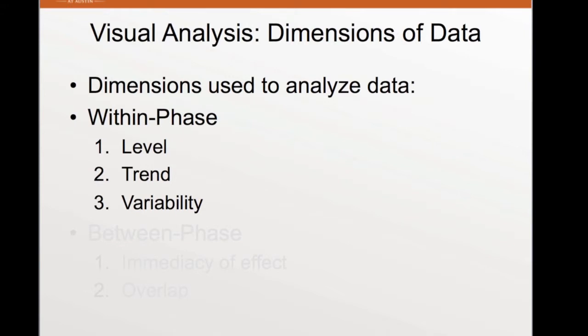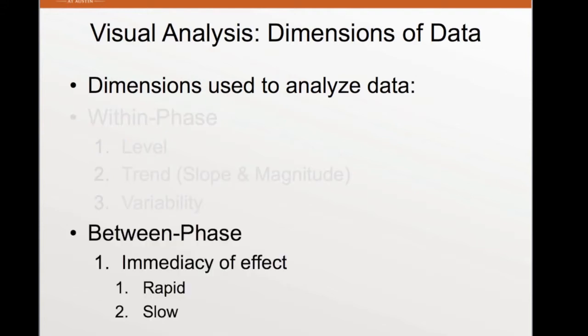So again, when we're looking at the data within phase, we look at level of the data, we look at the trend in the data, whether the data are increasing or decreasing, and then we look at the variability or the stability of the data. So the extent to which the data are falling within a predicted area on the graph. And this is particularly important as the data are coming in and we are making decisions about when it's time to change phases. We will focus very closely on these dimensions in terms of visual analysis within phase.